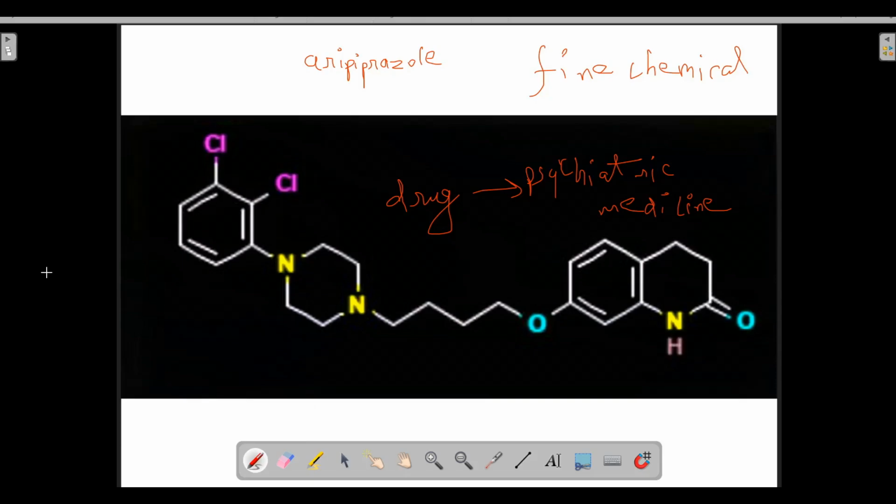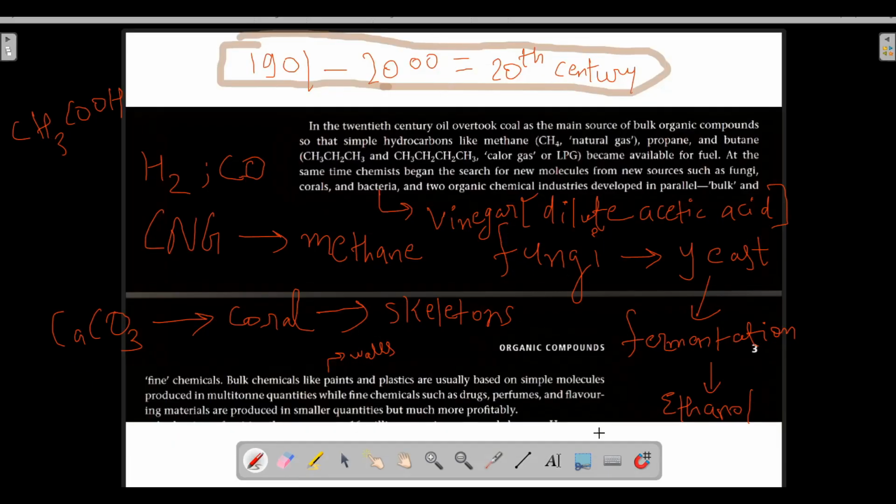Now this is not a simple compound. This is a complex structure. You can clearly see this. So this comes under the fine chemical industries. Fine chemicals such as drugs like aripiprazole, and perfumes, also have a complex structure. They also come under fine chemicals because perfumes are also required in smaller amounts.